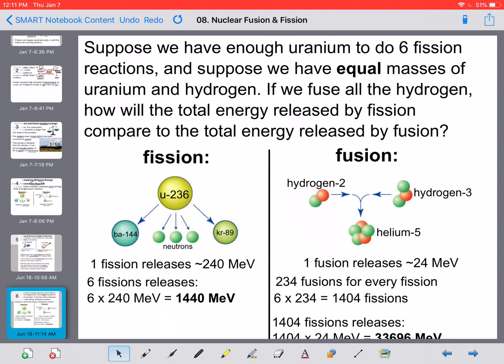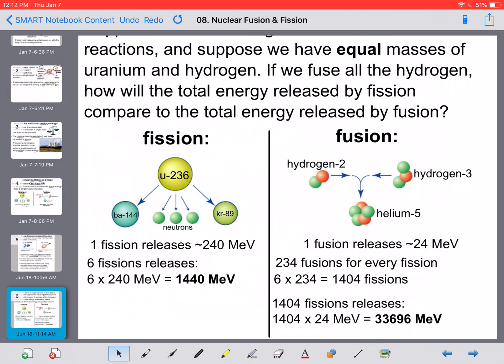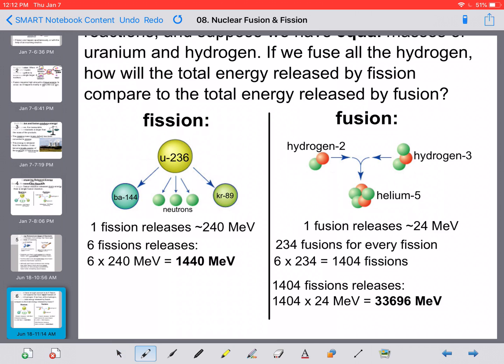I just want to show you here if we actually calculate it. Suppose that we have enough uranium to do 6 fission reactions, and suppose that we have equal masses of uranium and hydrogen. If we fuse all of the hydrogen, how will the total energy released by fission compare to the total energy released by fusion? Remember I had said 1 fission reaction releases 240 mega electron volts. So if we're able to do 6 fissions, because we have 6 uranium atoms, then 6 times 240 gives us a total amount released of 1,440 mega electron volts.